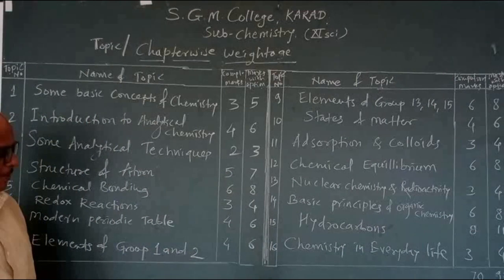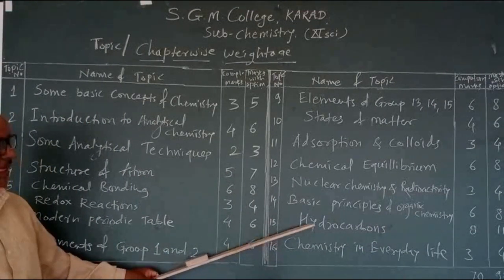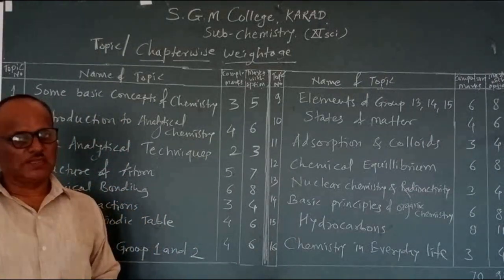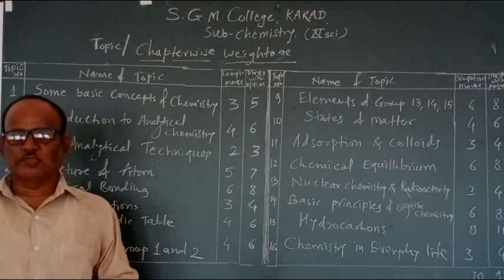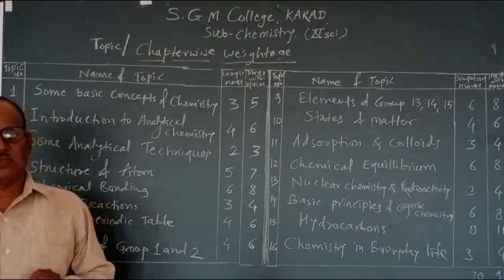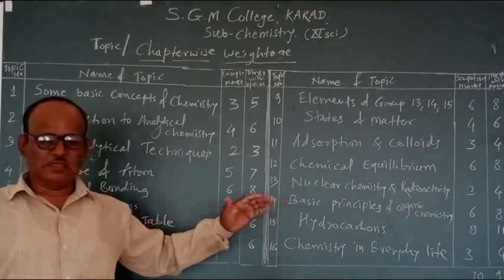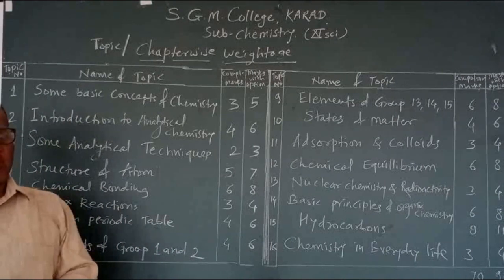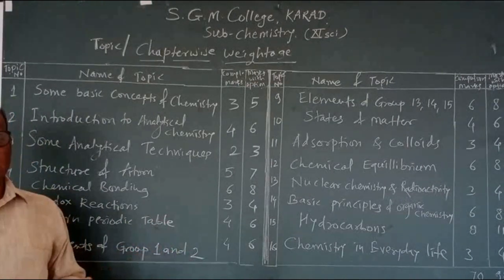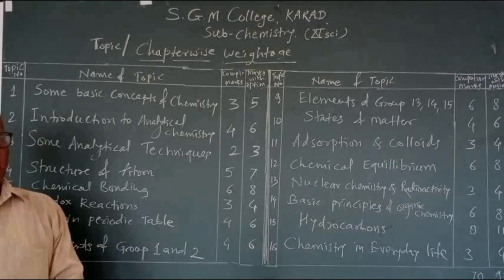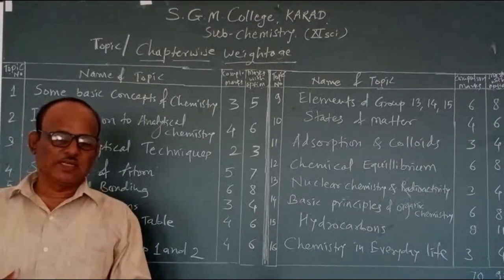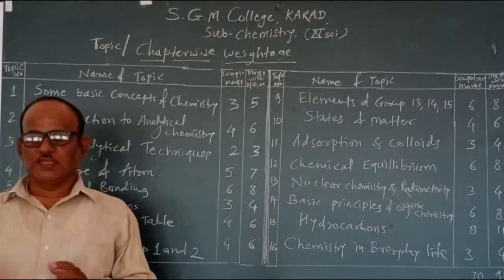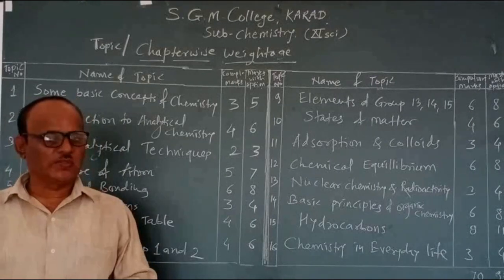Then topic number 15, hydrocarbons. This topic you have also already studied in 10th standard. Hydrocarbons means the compounds containing carbon and hydrogen elements only. These hydrocarbons are alkanes, alkenes, alkynes and aromatic compounds. In alkanes there are carbon-carbon single bonds, so these are called saturated hydrocarbons. In alkenes and alkynes, there is a double and triple bond between carbons respectively. So alkenes and alkynes are called unsaturated compounds.